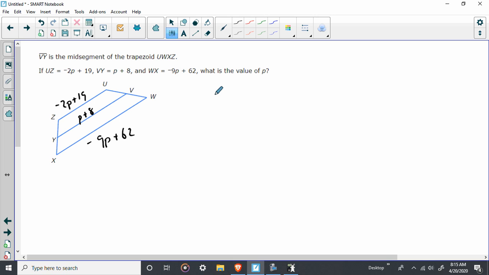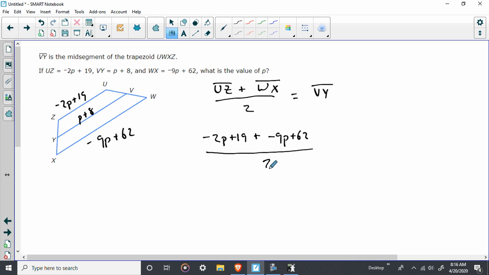We know that it's going to be UZ plus WX over 2 is going to equal VY. Okay, so let's fill in what we know. UZ is going to be negative 2p plus 19. WX is negative 9p plus 62. Okay, so just substitution. Let's put those all over 2. And that's going to equal p plus 8.